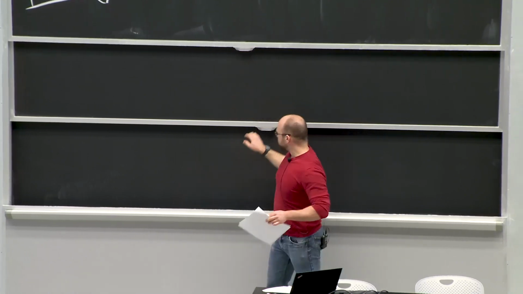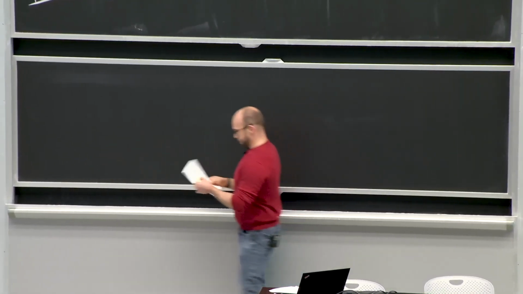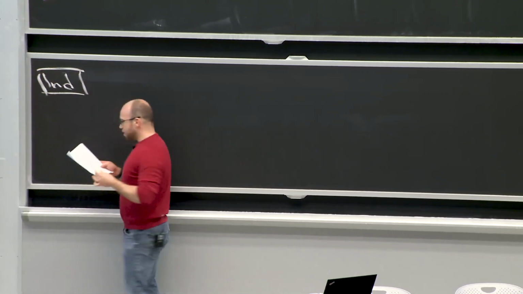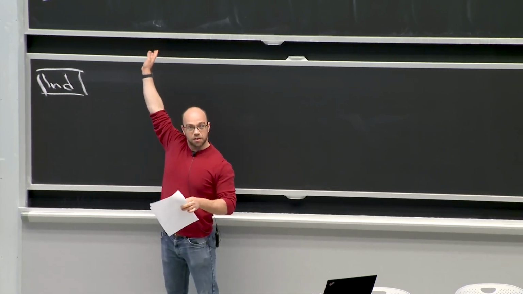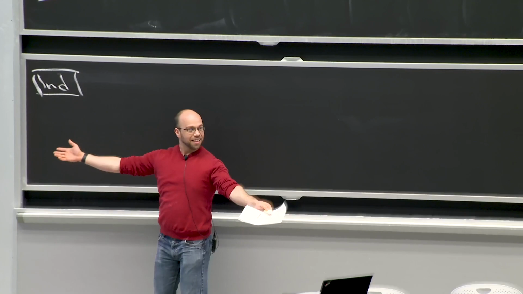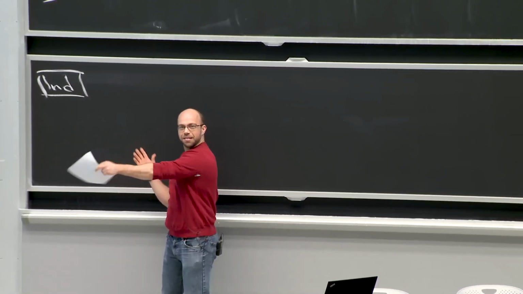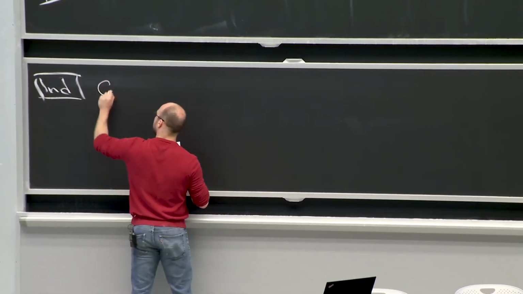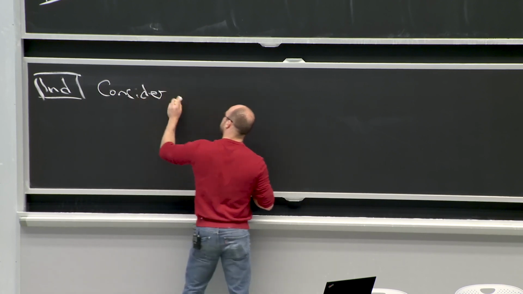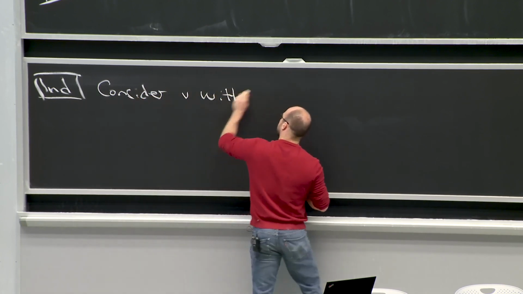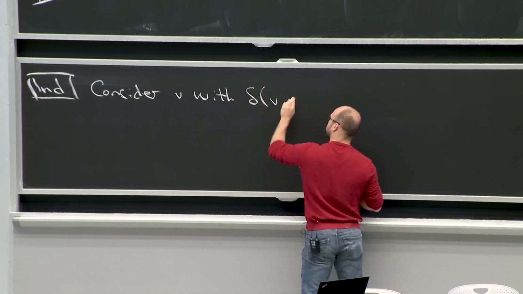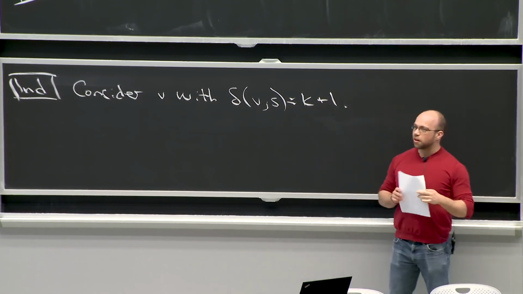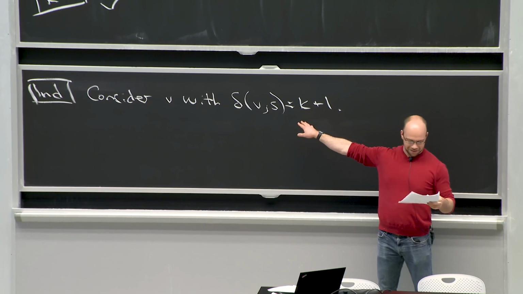Now we have to do our inductive step. What does that mean? We're going to assume that our statement is true for all nodes within a distance k, and then we're going to prove that our statement is true for all nodes within a distance k plus 1. So let's do that. Let's consider a vertex v that's distance k plus 1 away. In other words, the distance from the source to v is equal to k plus 1. And our goal is to show that the parent of v is set correctly.